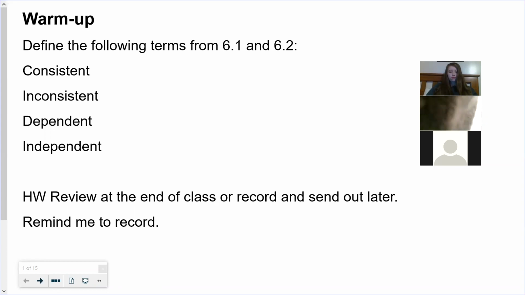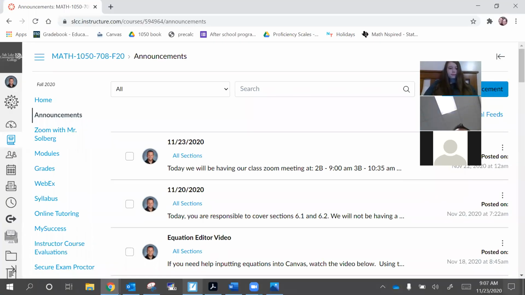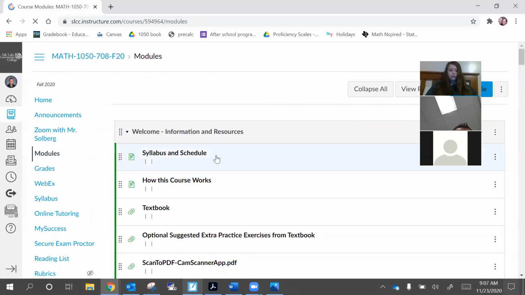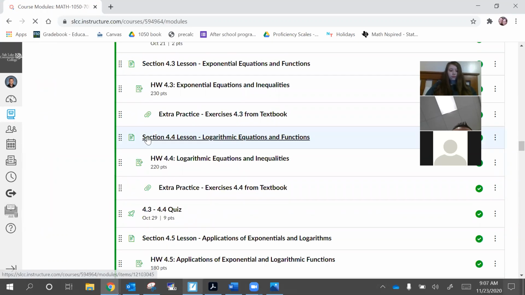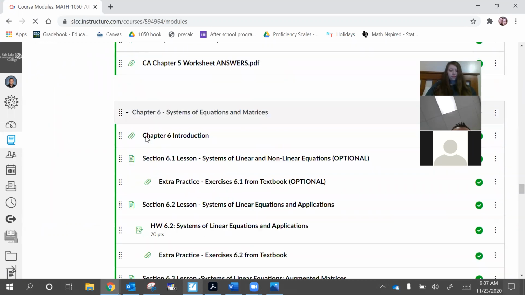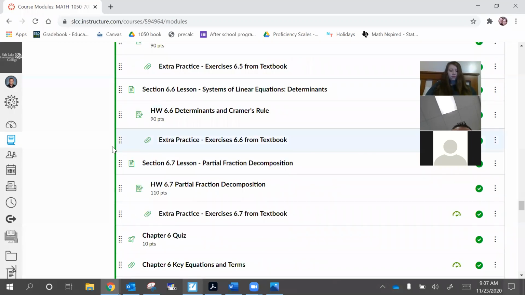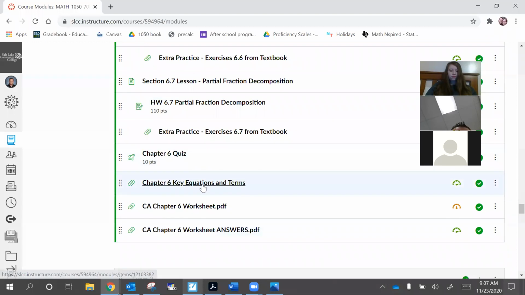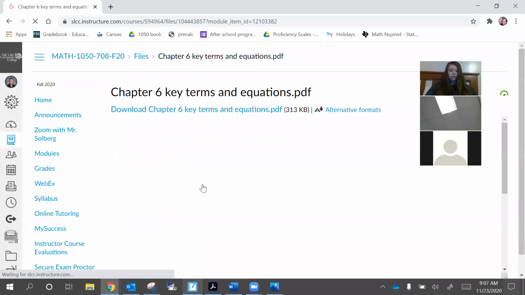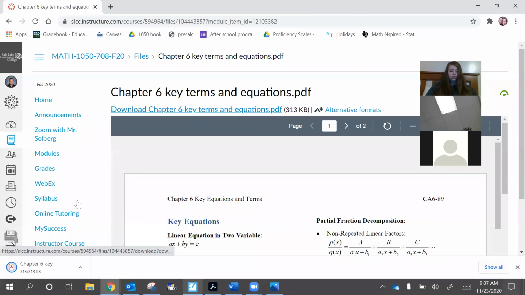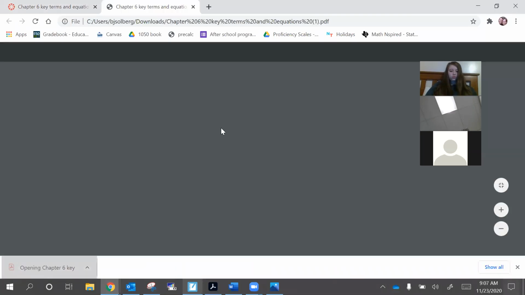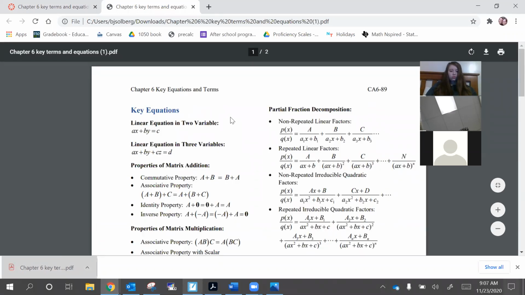So if you were struggling with this, if you go onto your Slick page and go to our modules, and we go down to chapter 6, if you go to the very end, I don't know if you've seen this before, but it has a list of vocab words and definitions. Right here, chapter 6, key equations and terms. You can download this, it's a PDF. Let's actually look at that. It's going to have some of those key phrases.